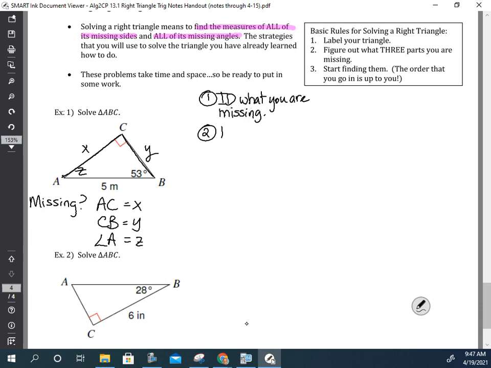Step 2 is now to label that triangle. You still label the triangle the same way you've been doing. They gave you a 53-degree angle. So across from 53 is your opposite. Across from the right angle is your hypotenuse. So Y is your adjacent. Any questions before we continue?